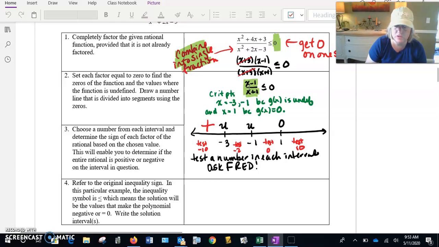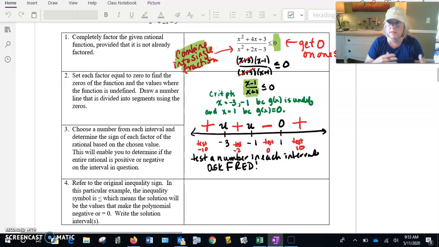We put in the -2, which is going to be a negative over a negative still, so positive. Then we plug in our 0, which is going to be a -1 over 1, which is negative. And then I put in 10, which is going to be positive over positive, which is positive. So very quickly, we kind of have laid out our sign chart.